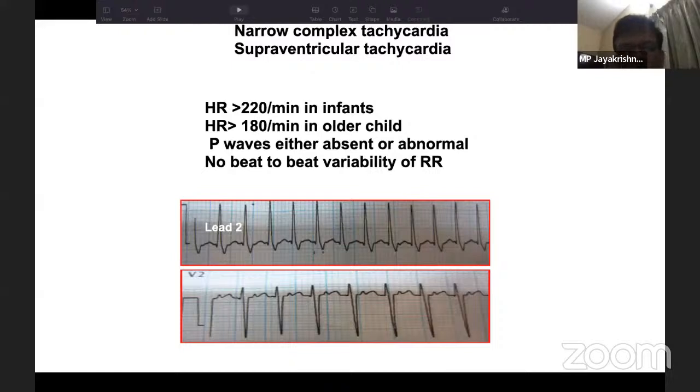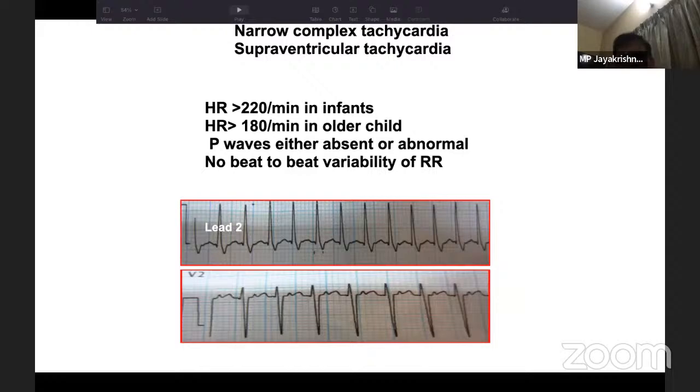And you can see there is no variability of heart rate at all, because the RR interval remains constant throughout. So again, that's a point in favor of supraventricular tachycardia. I think you need to look at the history also. If there is a predisposing factor like fever, bleeding, pain, it is more likely to be sinus tachycardia. Whereas if there is no specific history, a vague history, like the child has poor activity, poor feeding, excessive sleepiness, you consider it more in favor of supraventricular tachycardia.